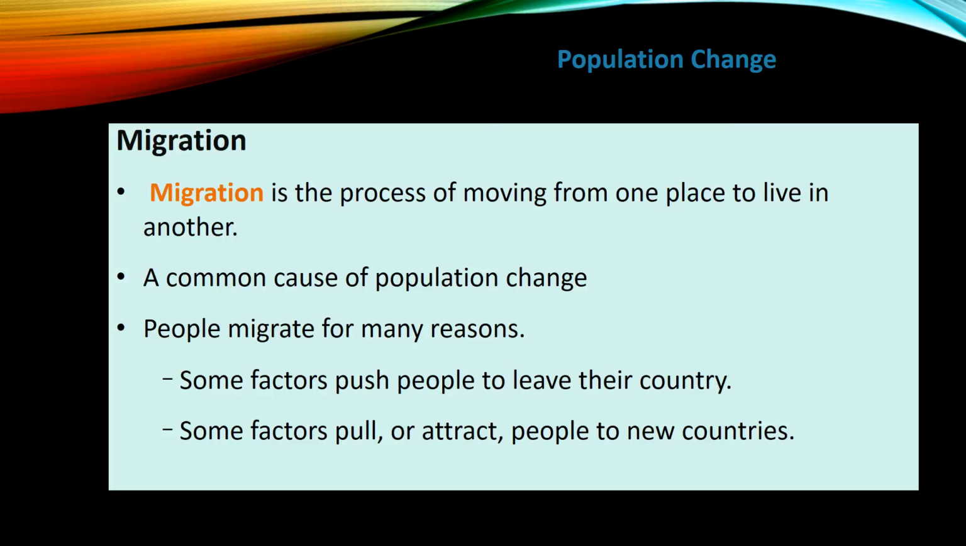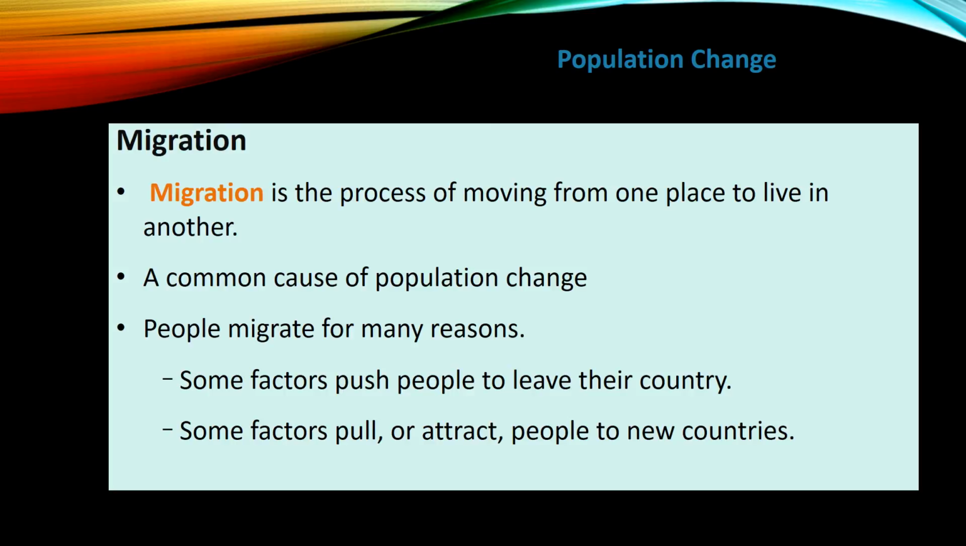All right, so let's talk about population change. Probably the most common cause of population change is migration. Migration is the process of moving from one place to live in another. As one country loses citizens as a result of migration, its population can decline. So maybe that's why Russia's population is declining, I don't know. At the same time, another country may gain population as people settle there. Okay, so what are the reasons for that?